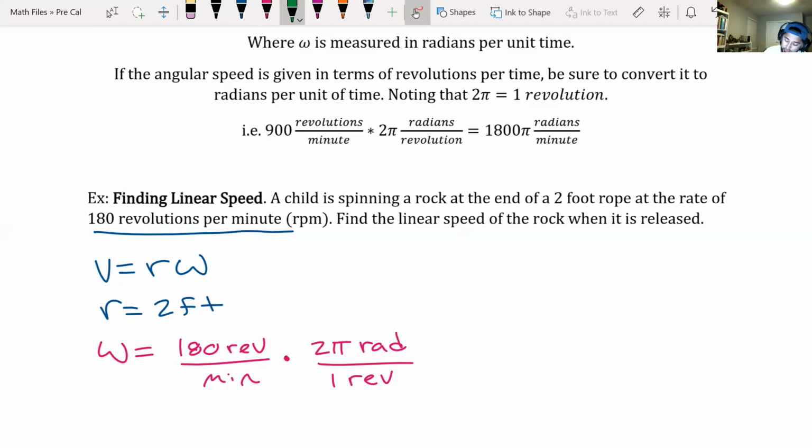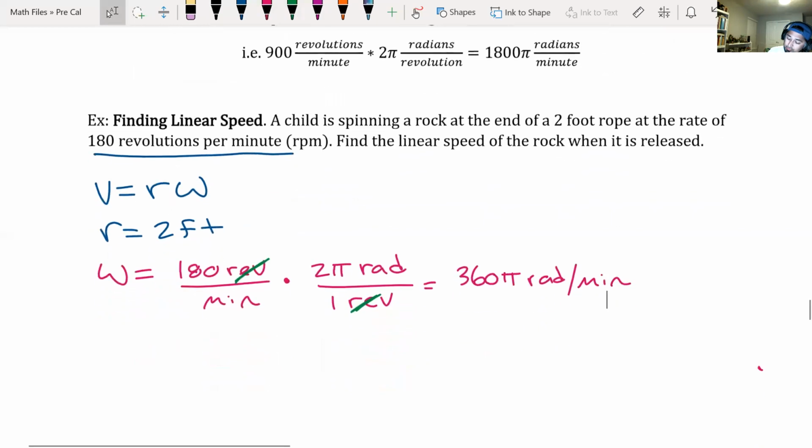Okay, so your revolutions will cancel, and we'll get 180 times 2, which gives me what? 360 pi radians per minute. So this kid is now spinning his rock at 360 pi radians per minute. Just sounds crazy, right? That he could spin that fast.